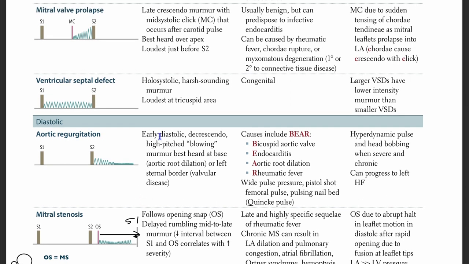AR, aortic regurgitation. This is the one with the head bobbing and water hammer pulse. So only two diastolic murmurs. If they tell you that there's a diastolic murmur heard at the apex, it's going to be mitral stenosis. If they tell you that the diastolic murmur is heard on the left side of the sternum in the second intercostal space, then it's going to be aortic regurgitation. And that's a dead giveaway because it can't be anything else, right?